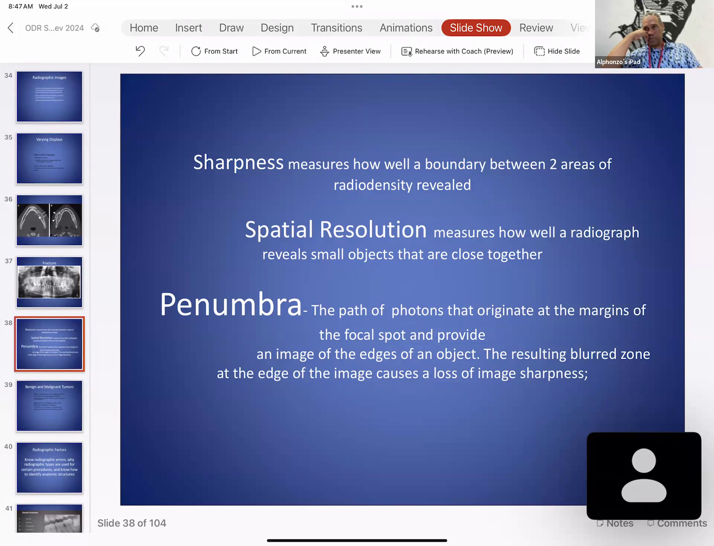So you want to be able to see the difference, let's just say, between the S and the P in spatial resolution. You want to be able to see the difference between the periodontal ligament and the tooth itself, or the bone. Penumbra is that zone of sharpness. It's the resulting blurred zone at the edge of the image, which causes a loss of image sharpness. Okay, so make sure you understand penumbra and you understand umbra.